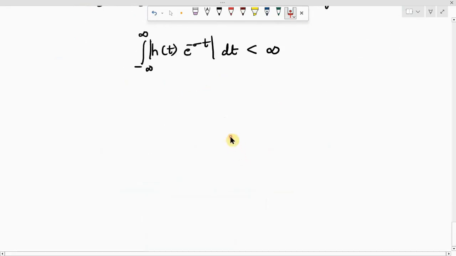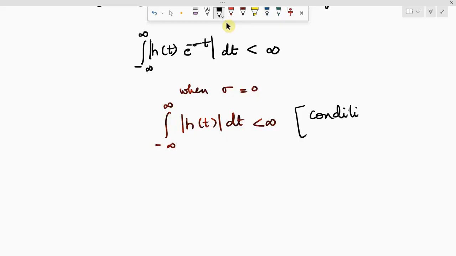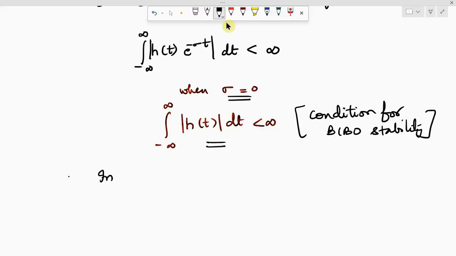Okay, so when sigma is equal to 0, this condition is written as integral of mod h of t dt less than infinity, which is already discussed as the condition for BIBO stability. That means when I substitute sigma equal to 0, I am getting this. That means in the ROC, therefore, what is the conclusion from this? In the ROC, the line sigma equal to 0 should be present.